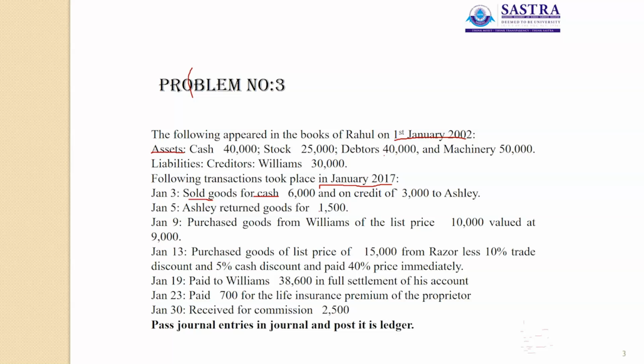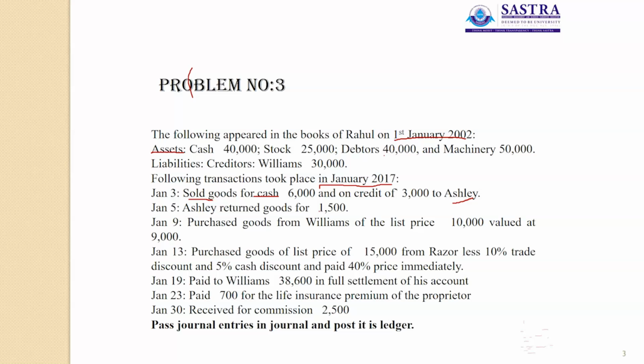Three accounts are involved here: cash account, Ashley account and sales account. Cash comes into the business, so cash increases and that account will be debited. Here Ashley is one of the debtors, so that is also debited rupees 3,000. Then sales account, goods go out of the business, so that account will be credited.